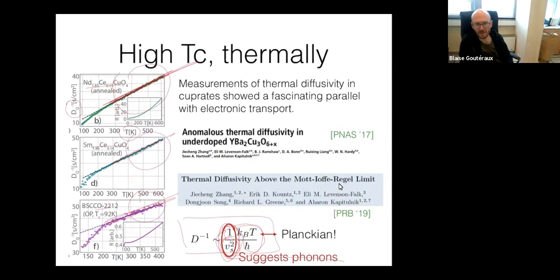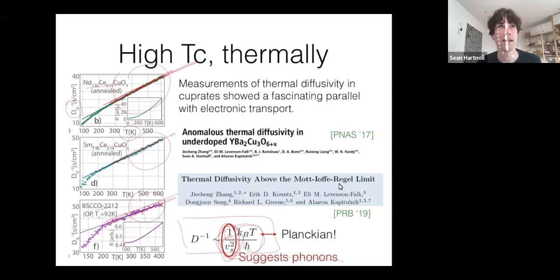But I imagine that there's an order of magnitude difference between the sound speed and the Fermi velocity. At least, and it's squared, right? Yeah, definitely. So right. Hang on, let me get this right.